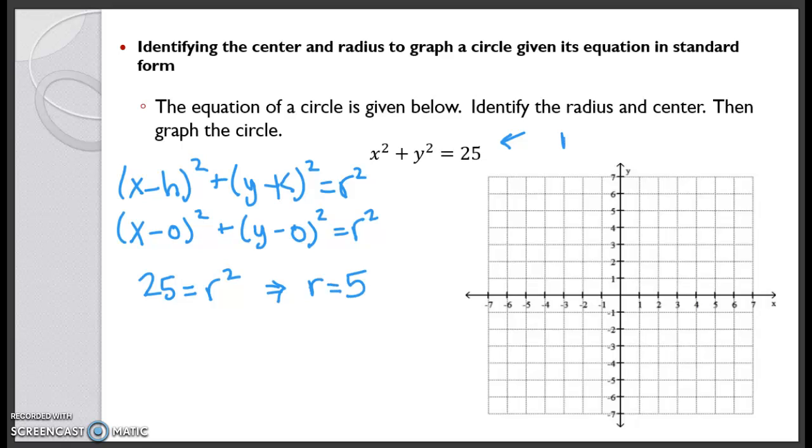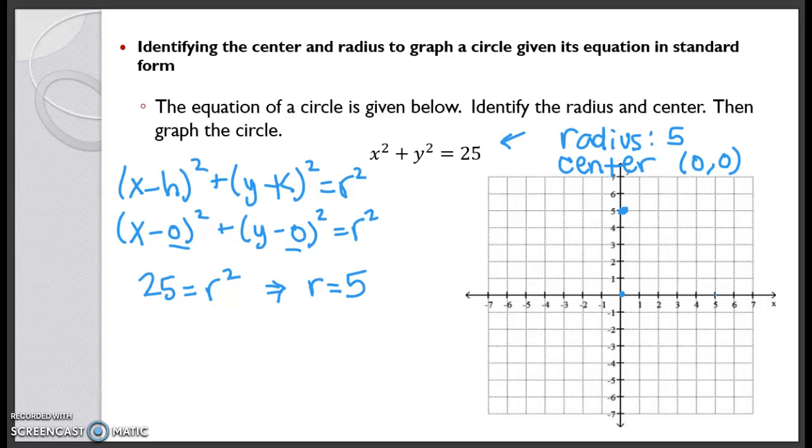So what is our radius? It's 5. What is our center? Well, our center is at h, k, and h, k here is 0, 0. So where's our center? It's 0, 0. So a circle with center 0, 0 and a radius 5.